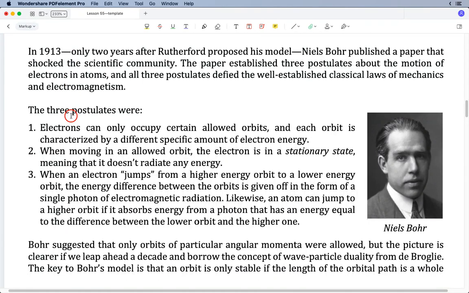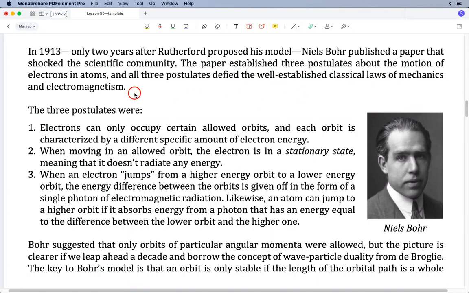Okay, so it was in 1913 that Bohr put forward this model, and it kind of shocked the physics community when he published the paper because it was based on 3 postulates, and all 3 postulates basically defied the physics that had been established up until that point. We say that it defied the well-established classical laws of mechanics.